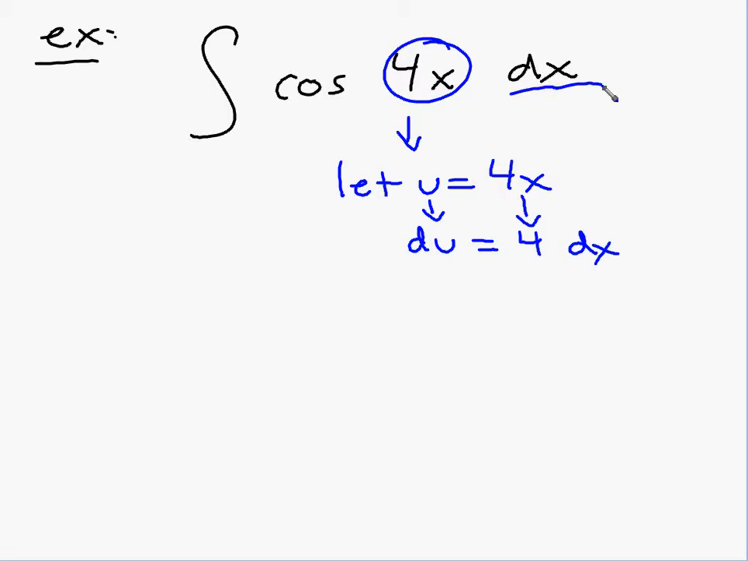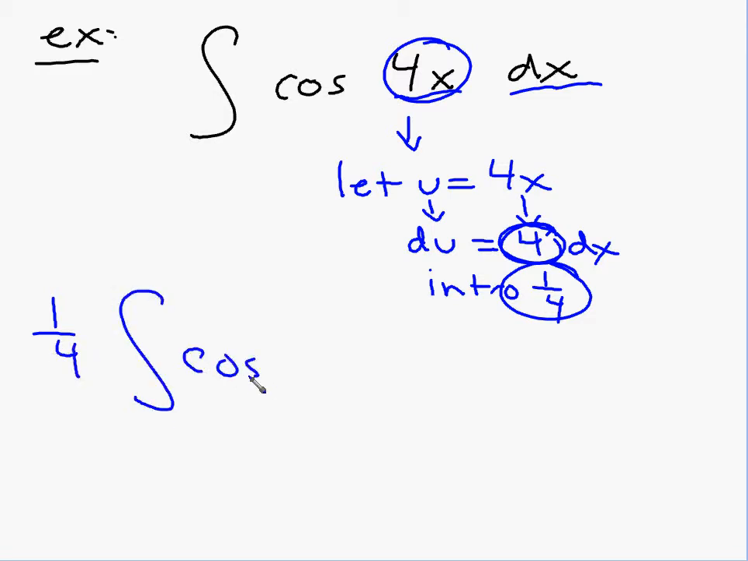We've got a dx accounted for, we've got a 4x accounted for, but I don't have this 4 accounted for, so I need to introduce a 1/4. All right? Please note, there was not a 4 written in the original problem like that. So that's why we have to introduce the 1/4. So what do I have now? I put my 1/4 out in front. I have 1/4 times the integral of the cosine of u du.